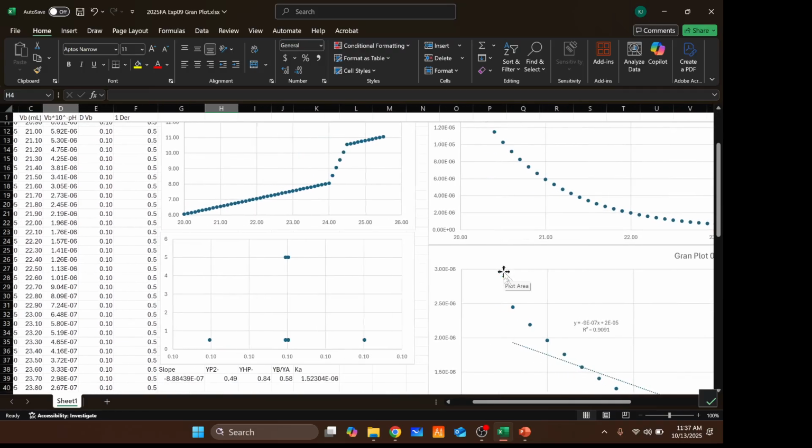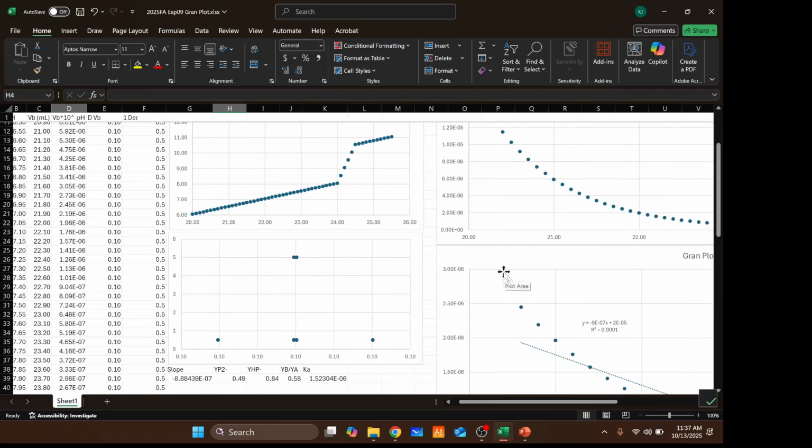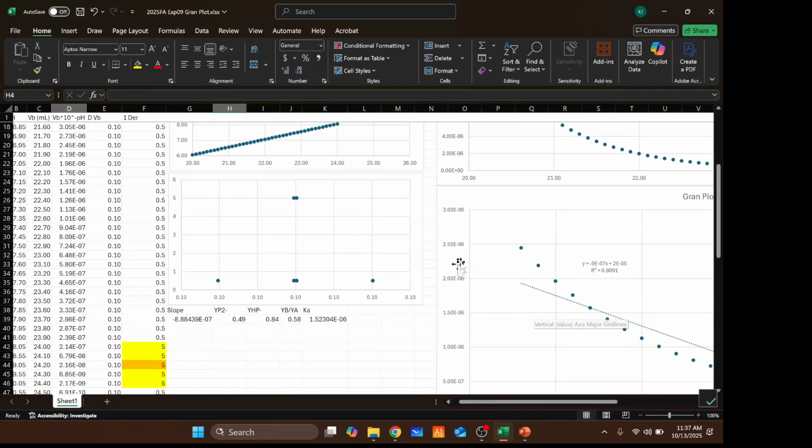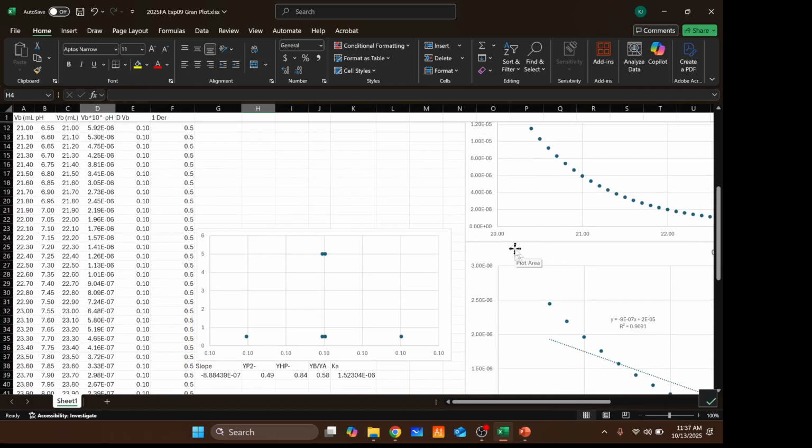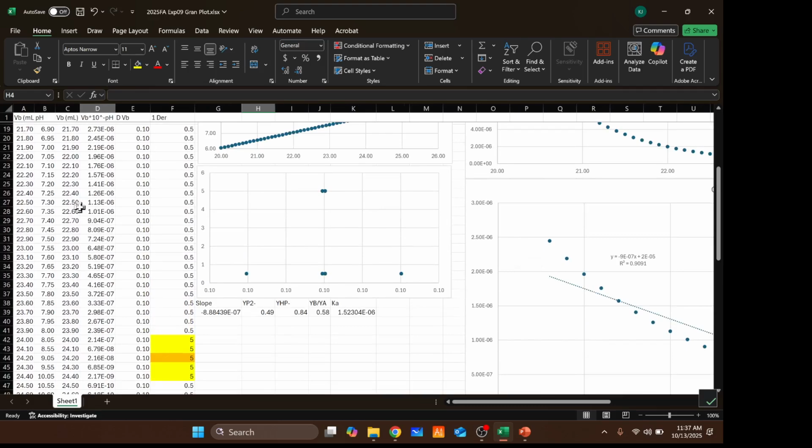Mine are totally fake data. You do VB, VB10 and pH. VB is X, so do that one first. And then VB times 10 to the negative pH.